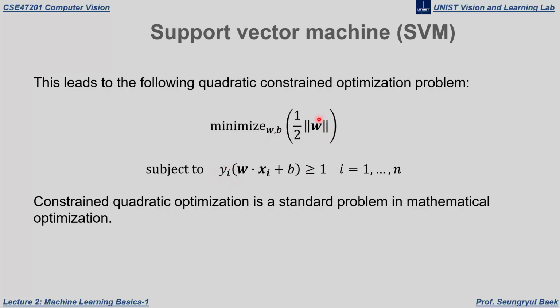By minimizing this, but at the same time, you have to meet this. And this means that for the i-th sample, if they are multiplied with this W and added with B, and then multiplied with their class label, which is either +1 or -1, then that should be larger than or equal to 1.